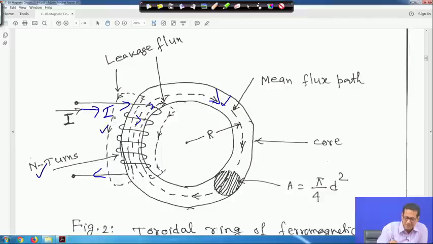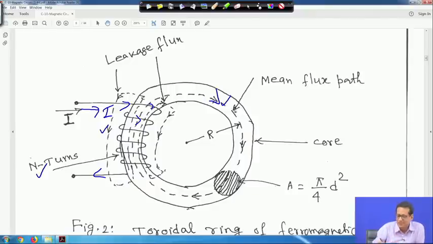So this line also shows some leakage flux path, right. The direction will be in the direction of the thumb if you grab it by the right hand. So this is I, and this is n turns, and this is the only thing you need to understand: the direction of the flux path.